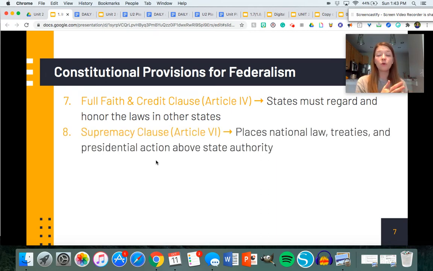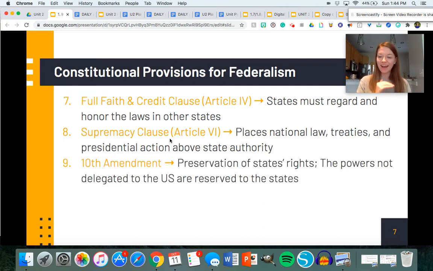Now, moving on to Article 6. Article 6 in the Constitution is the Supremacy Clause, and this places national law, treaties, and presidential actions above state authority. Again, shifting that power to the national government, big time here, right? Unless federal actions violate the Constitution, states can't disregard them. So this really puts the national government, the federal government, at the forefront of power.